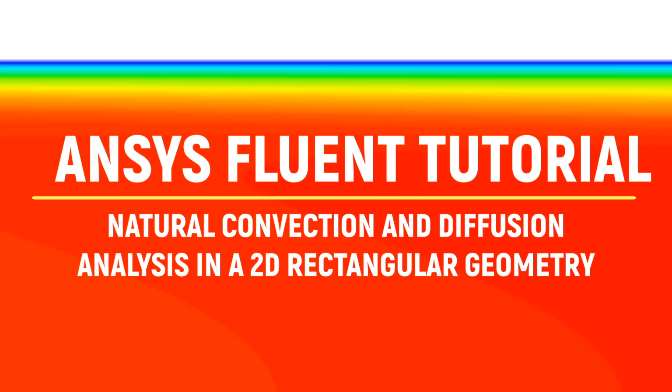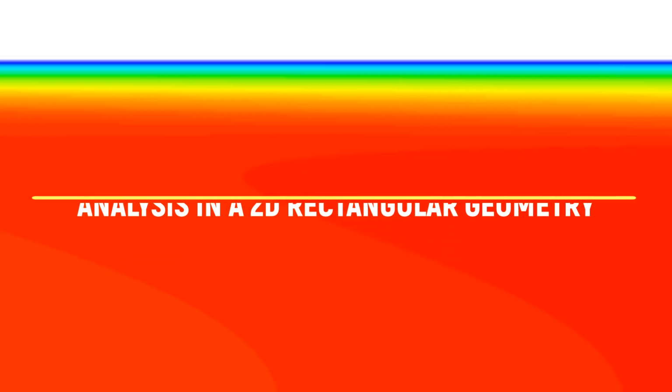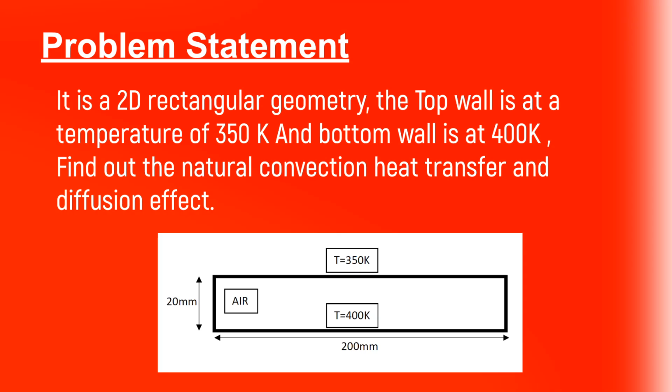In this video, we are going to analyze natural convection and diffusion in between two walls of a 2D rectangular geometry. The top wall is at a temperature of 350 Kelvin and the bottom wall is at a temperature of 400 Kelvin. We need to find out the natural convection, heat transfer, and diffusion effect in this geometry.